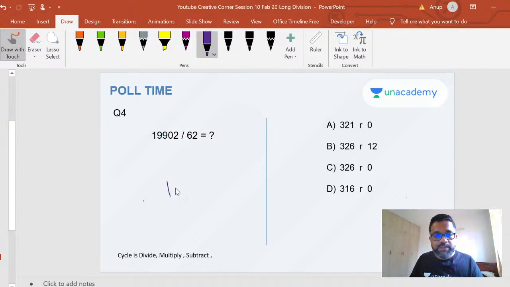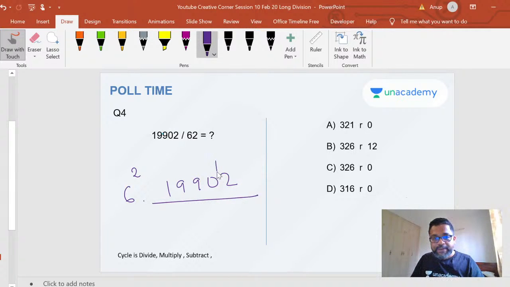I'm dividing here. What's the problem? 19902 divided by 62. I'll put 2 on the flag and keep that fellow on the top. Okay, and I will draw this line here, and I've drawn this here, right? So now my very first problem is 19 divided by 6, right? It goes 3 times with a remainder of 1, right?